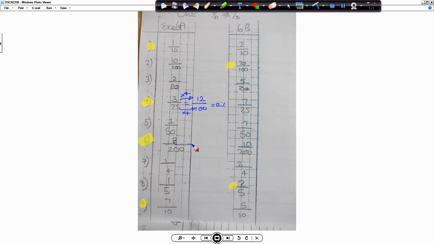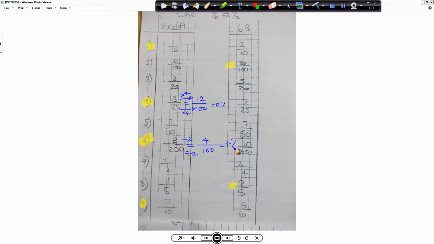Okay, 8 over 200. I want to make it equivalent to 100. Why? Because here, 200 is actually a multiple of 100, so we can cancel it back down. So how do we change 200 into 100? If we divide the bottom by 2, we must do the same to the top. 8 divided by 2 is 4, and the top number is the answer. So the final answer is 4%.